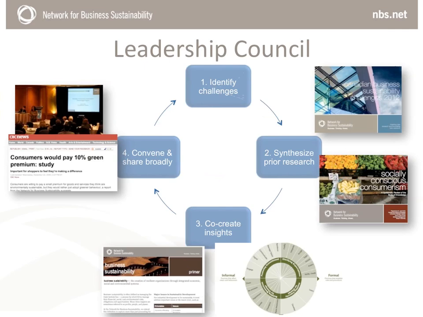So for instance, these projects take about 1 year to complete. The Innovating for Sustainability project, start to finish, I think was about 13 months. And what that allowed us to do was bring something back to the Leadership Council that we could say, here's the research, what next?